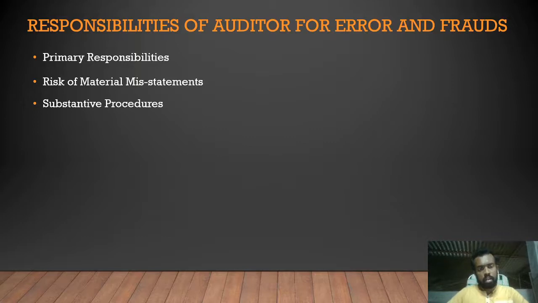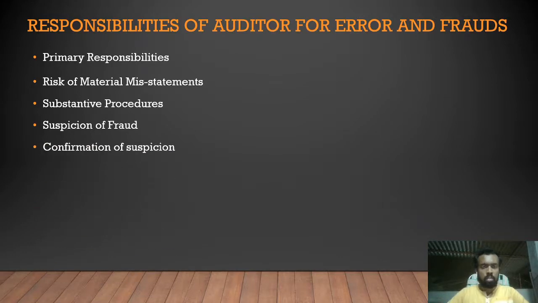Substantive procedures, again collecting the evidence regarding the errors and fraud, whether they actually exist or not. Suspicion of fraud: you can say a sixth sense of the auditor regarding the fraud, gained from his experience, or from his interviews of employees or any inquiry from the authorities, etc. That is how he gets intuitions regarding the fraud. Confirmation of suspicion means that from the audit evidence collected in the substantive procedures mentioned above, the auditor gets confirmation of the suspicion.